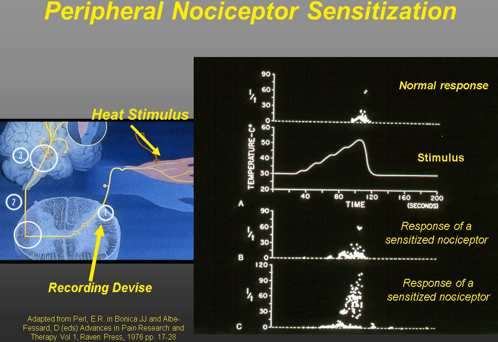Action potential are now generated at much lower temperature. Their numbers significantly increase, and after the temperature returns to baseline, there are still some action potential being generated. This is by definition a sensitized peripheral nociceptor.